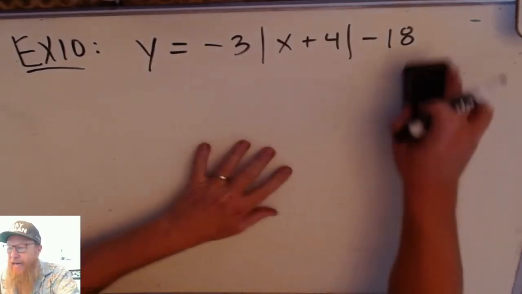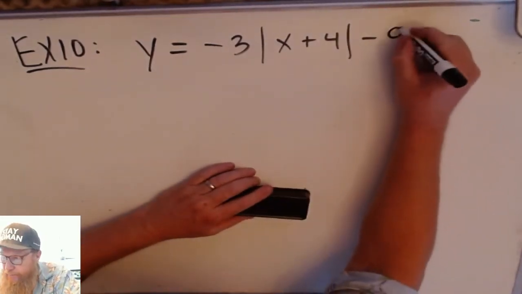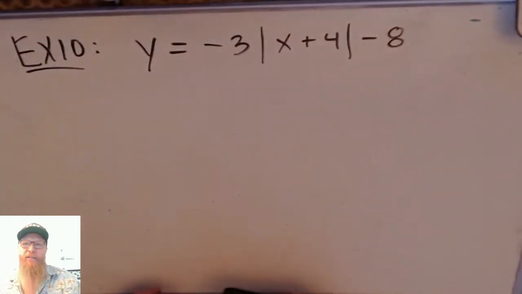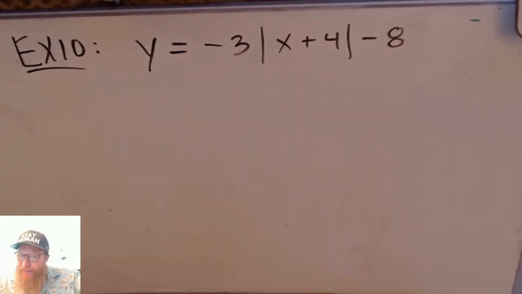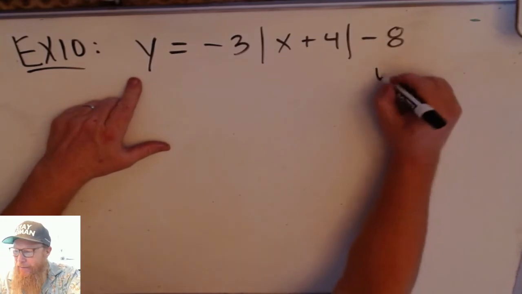Oh, that's not supposed to be 18. It's supposed to be 8. I don't know why I wrote 18. I think my brain saw the absolute value bar and thought it was a 1. I have a brain too, yeah? All right.